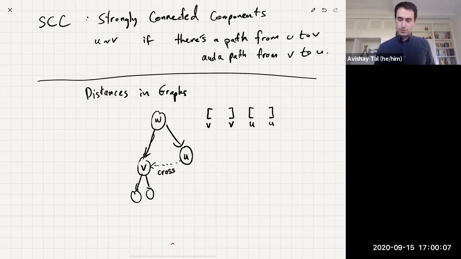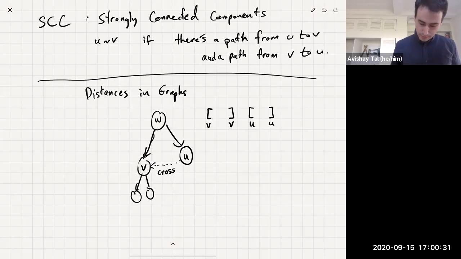This happens because we explored V and reached everything that we could have reached from V. We could not reach from V to U, but we have an edge from U to V, right? So this is a cross edge.